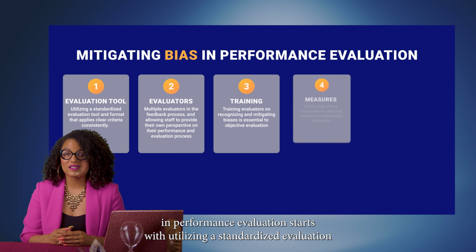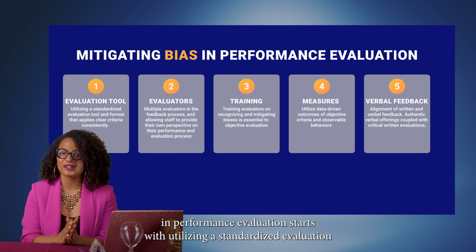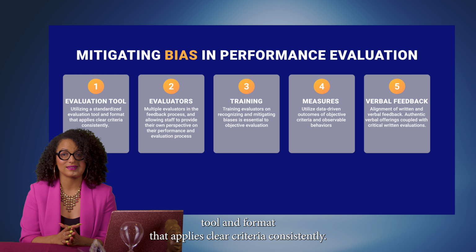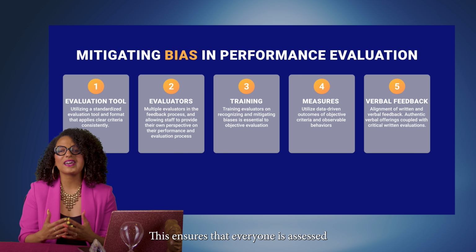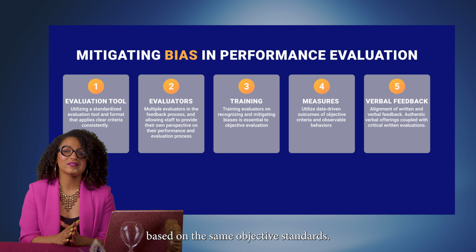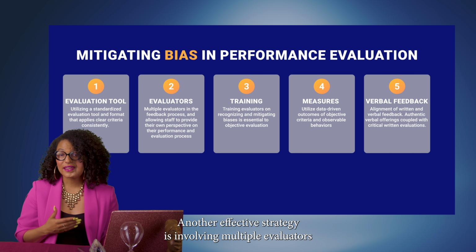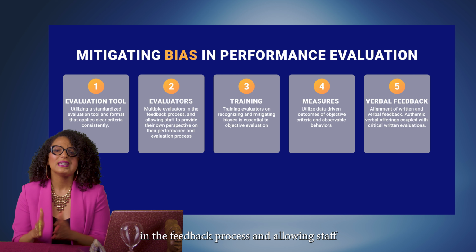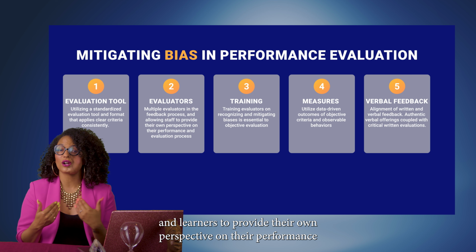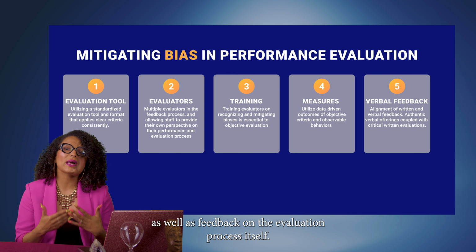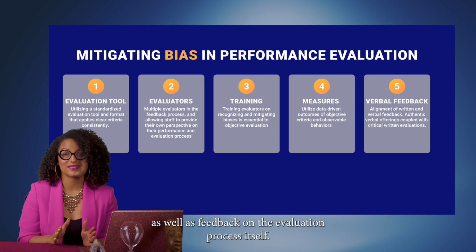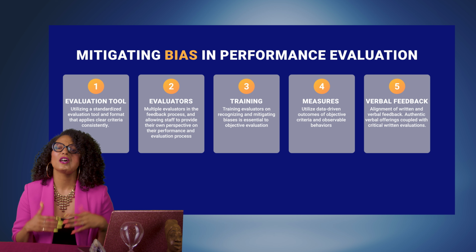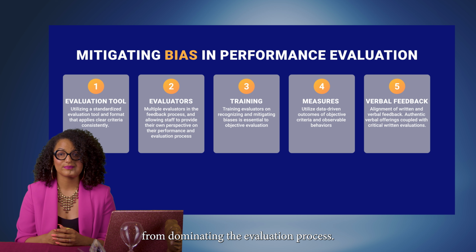Mitigating bias in performance evaluation starts with utilizing a standardized evaluation tool and format that applies clear criteria consistently. This ensures that everyone is assessed based on the same objective standards. Another effective strategy is involving multiple evaluators in the feedback process and allowing staff and learners to provide their own perspective on their performance, as well as feedback on the evaluation process itself. This helps to balance perspectives and minimize individual biases from dominating the evaluation process.